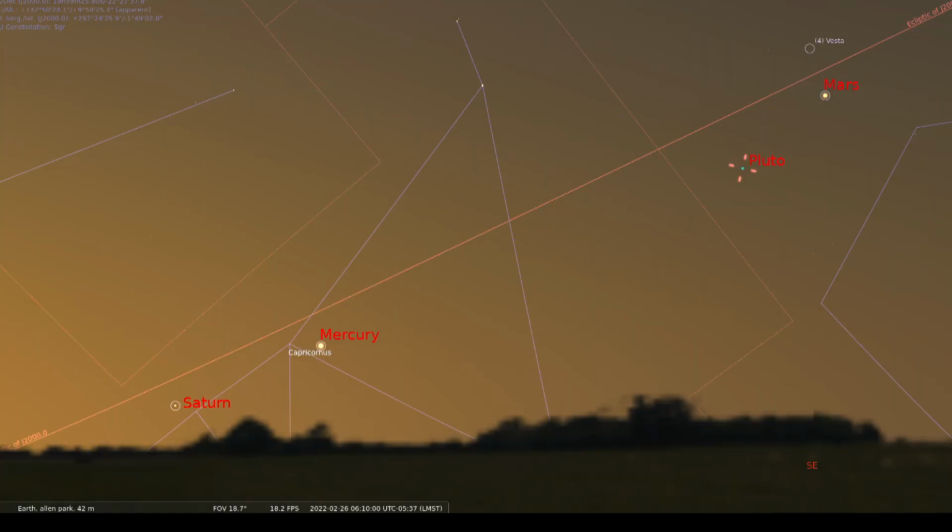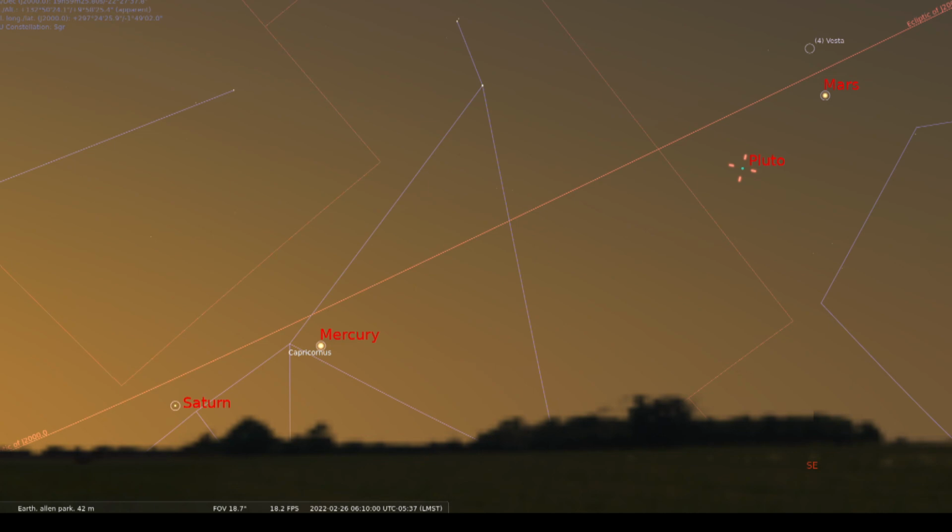Saturn is in Capricornus. It has superior conjunction February 4th, so it's not going to be very visible. This is the morning of the 26th, so Saturn is now in the morning by then, after superior conjunction. Saturn is still pretty close to the Sun, so we're not likely to easily see it.